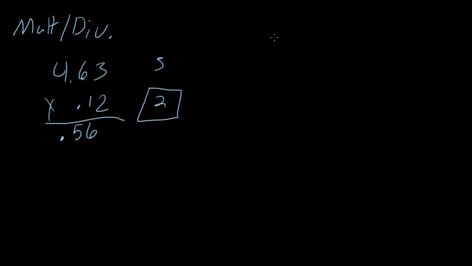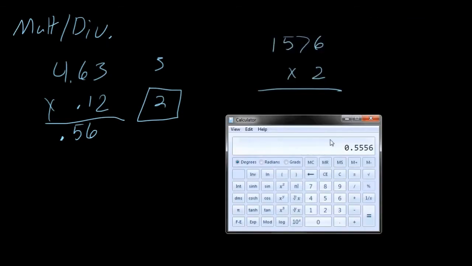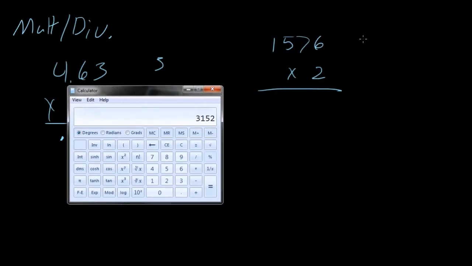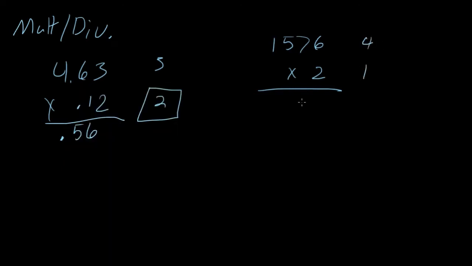And that frustrates students sometimes if they've got something like 1576 times 2. I probably could do that in my head, I'm just being lazy. Times 2, 3152. But pay attention to the fact that this has 4 sig figs and this only has 1, so we have to round this number to one significant figure. So this is just going to be 3000, and that upsets people sometimes, but that's the rule for significant figures.